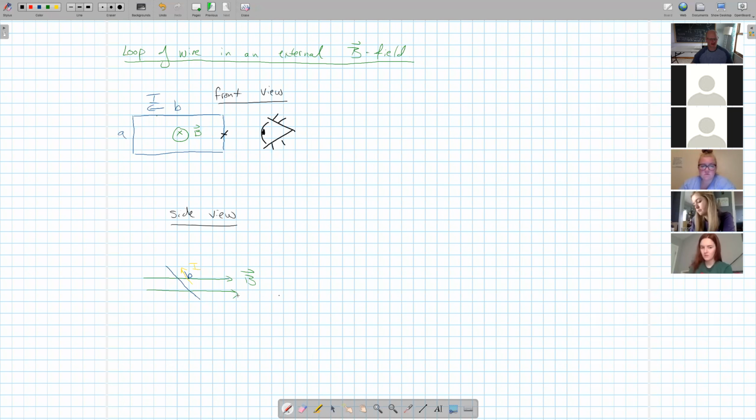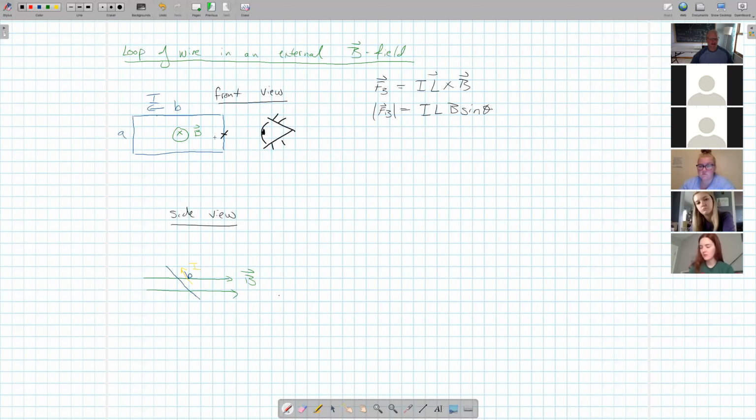And the magnetic field here is in the horizontal direction. Going back to our force on a straight wire, we know the force on the wire is given by the current times the length crossed with the external magnetic field, which is the same as I times L times the magnetic field times sine of the angle between the two, if I'm looking simply at the magnitude.